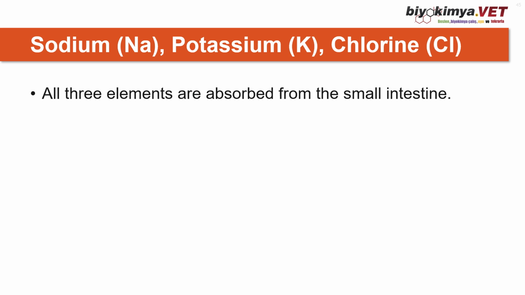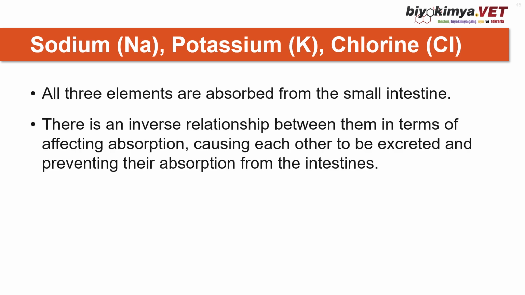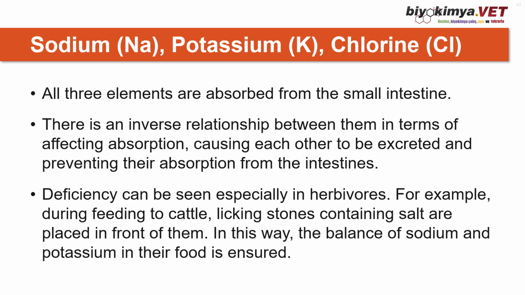All three elements are absorbed from the small intestine. There is an inverse relationship between them in terms of affecting absorption, causing each other to be extracted and preventing absorption from the intestines. Deficiency can be seen especially in herbivores, for example, during feeding to cattle, licking stones containing salt placed in front of them. And in this way, the balance of sodium and potassium in their food is ensured.